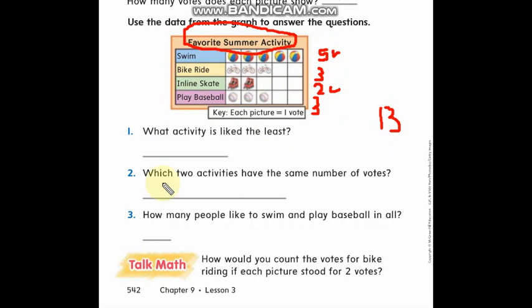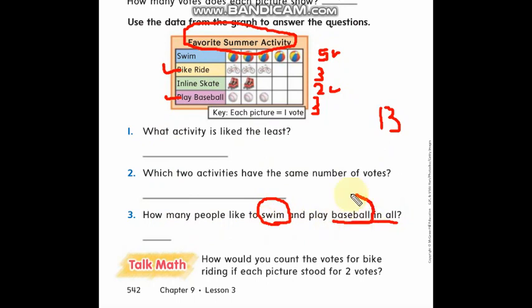And which 2 activities have the same number of votes? Just look here and tell me which 2 activities have the same number of votes. Bike riding, playing baseball. Okay, as you can see here, 3 people voted for play baseball. And 3 voted for bike ride. Well done. And how many people like to swim and play baseball in all?